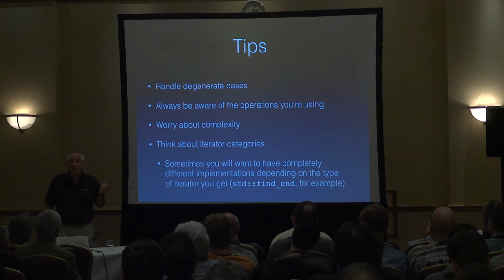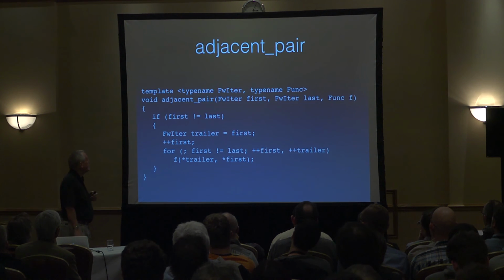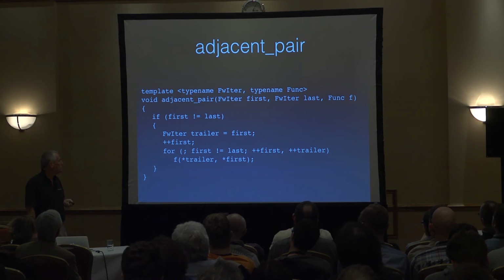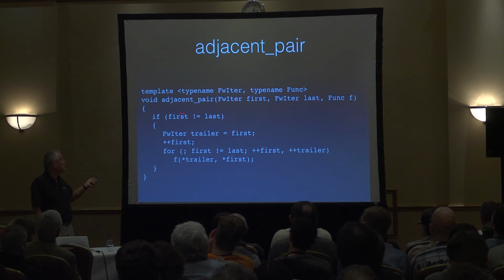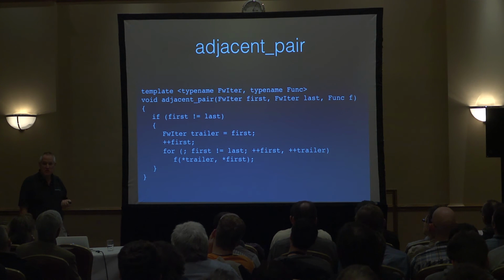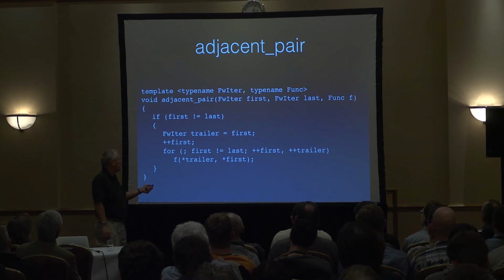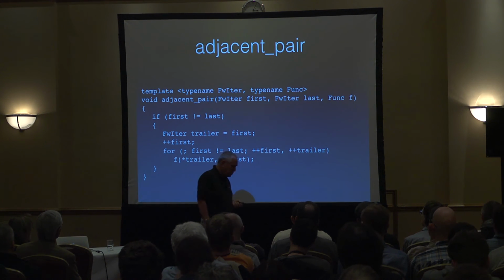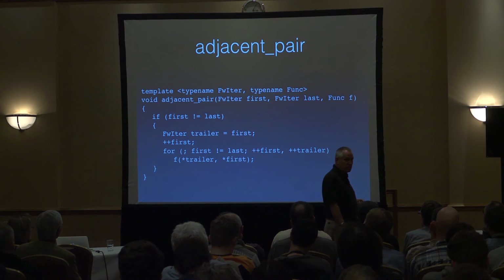Before I go on, any other questions? We're going to go back to adjacent pair. This was the adjacent pair that we wrote before. It requires forward iterators because it makes multiple passes through the sequence. It has 2 iterators that march together in lockstep, and then calls the functor. So suppose you couldn't march through the sequence more than once.